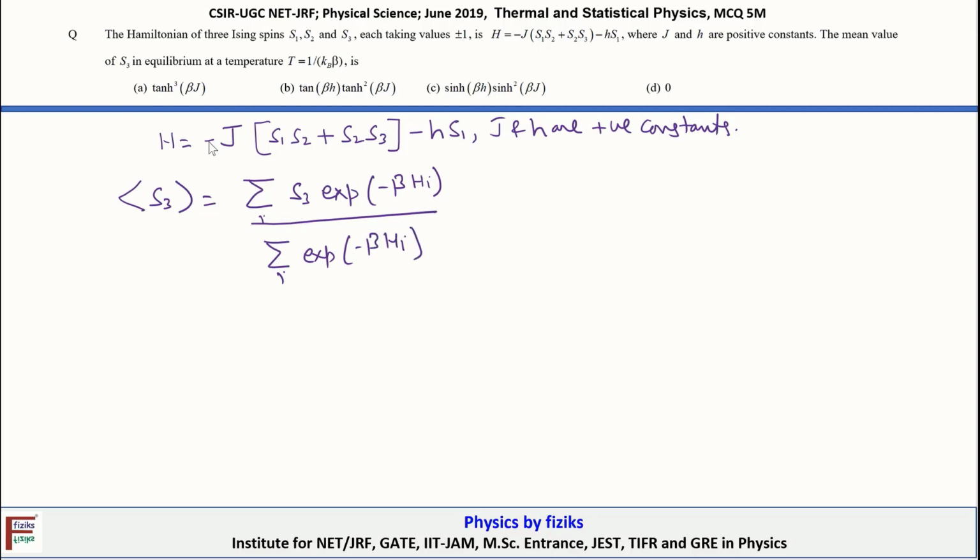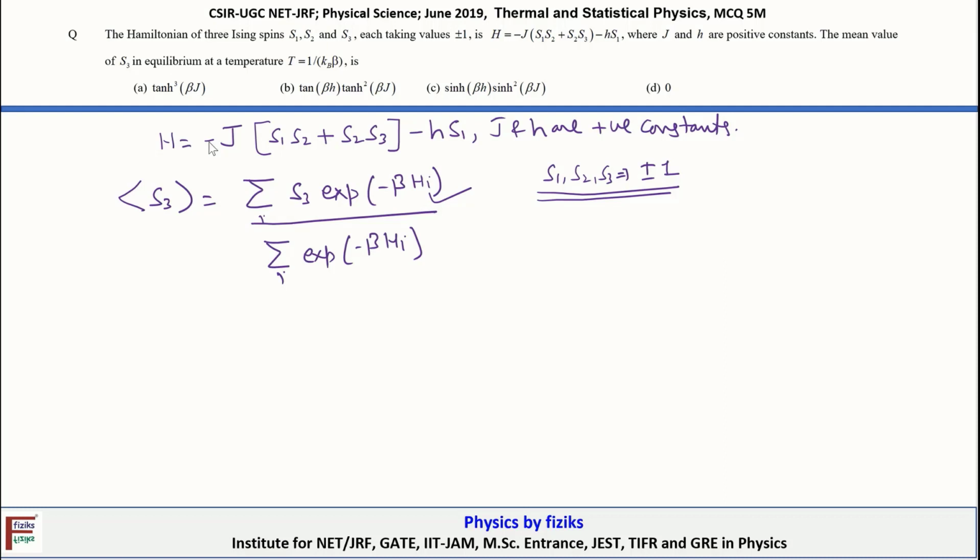So H_i basically corresponds to various different values when we substitute the values of S1, S2 and S3, because it's given in the statement of the question that each individual spin can take a value of plus minus 1. That means all three spins can take a value of plus minus 1. So we have to look for the various possibilities for these three spins. After determining those different H_i values and substituting them, we will be able to determine the average value of S3. So let's try to figure out all those possible values.